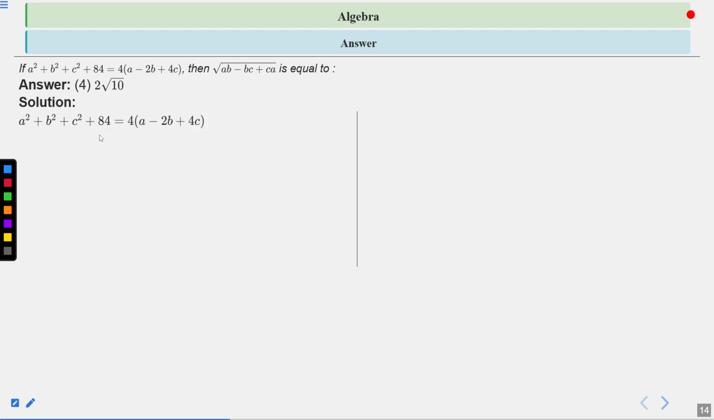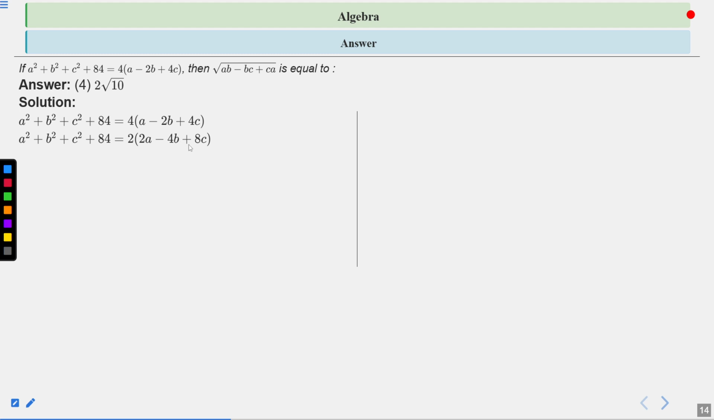So the question says that a square plus b square plus c square plus 84 equals 4 times of a minus 2b plus 4c. So we can simplify it. When we simplify it, we get a square plus b square plus c square plus 84, and we take 4 inside, 2 inside, so we can write it as 2 times of 2a minus 4b plus 8c.